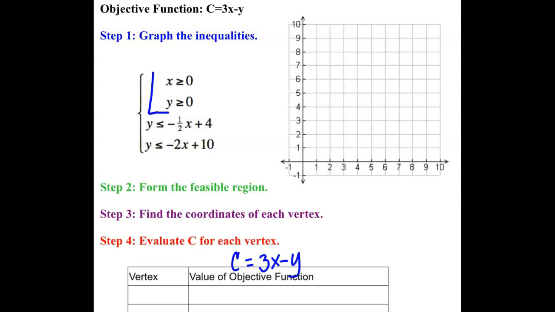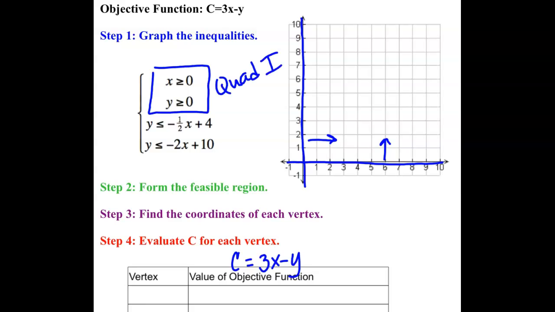You will often see constraints that include these two inequalities. X being greater than or equal to 0 means we are here going this direction. Y being greater than or equal to 0 means we are here and we're going up. So these two combined really just says we need to be in quadrant 1. And if you label that you know that you're in quadrant 1, we're not going to bother shading all of this because it just gets kind of messy.